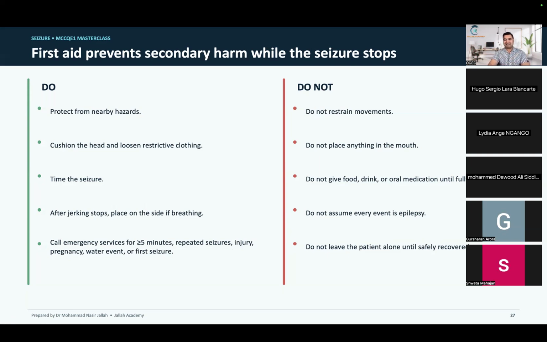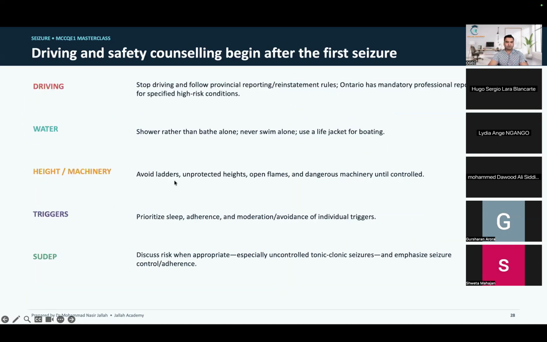Do not place anything in the patient's mouth. Traditionally in some countries, including our country, they used to use their shoes, putting them in the patient's mouth and nose. Do not give food, drink, or oral medication until fully conscious or alert. Do not assume every event is epilepsy. Do not leave the patient alone until safely recovered.